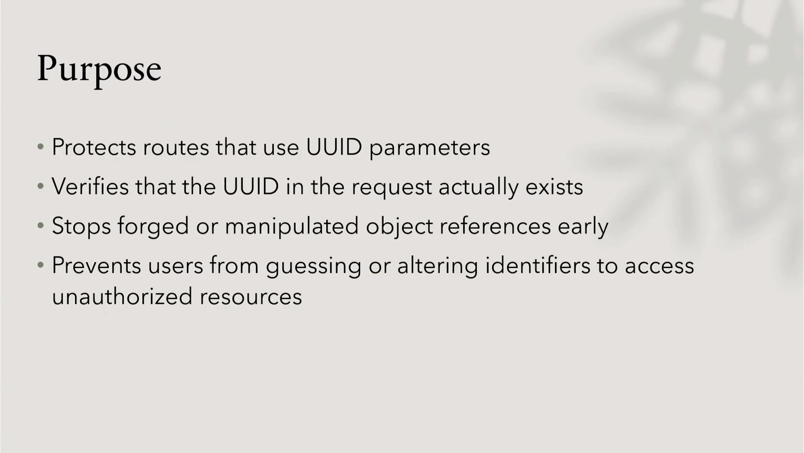I believe this is the last middleware. So UUID middleware basically protects routes that use UUID parameters. There are two aspects to it. It will make sure that your app has that specific UUID, and it will also make sure that the UUID is valid, which is important because if someone tries to misuse it, chances are they're going to jumble up UUIDs and pass them to your application. So the idea is to prevent users from altering identifiers to gain unauthorized resources.